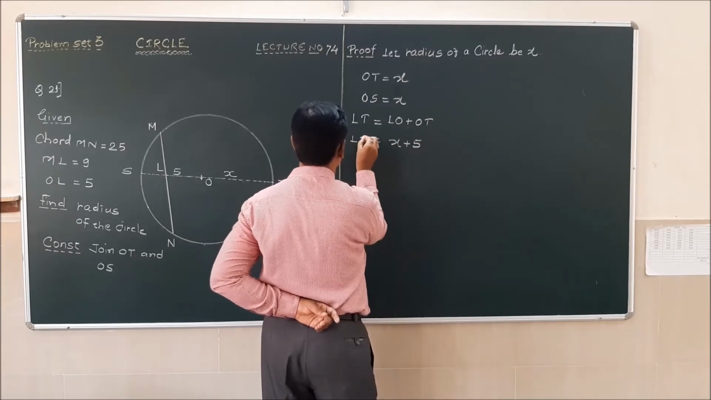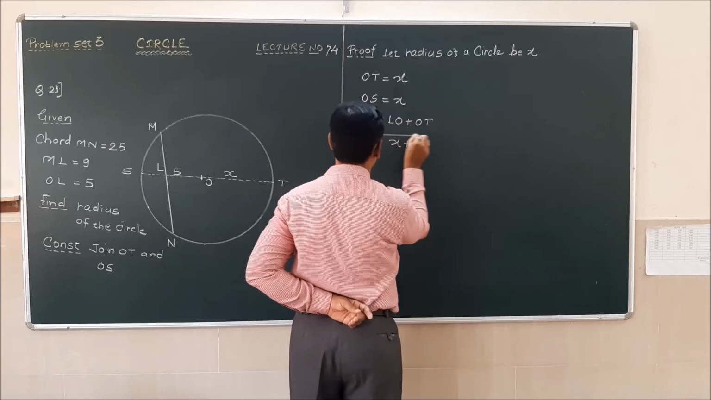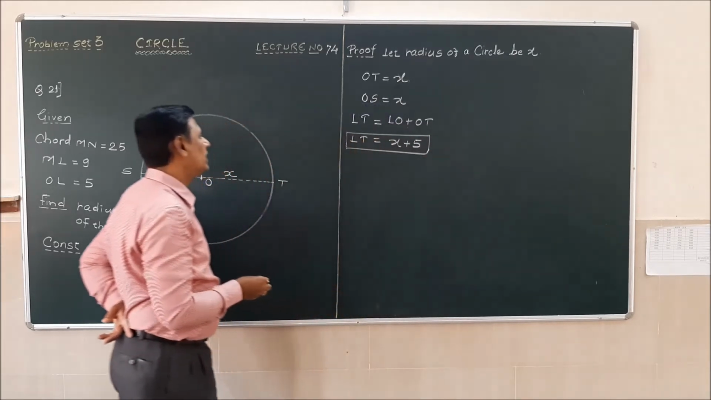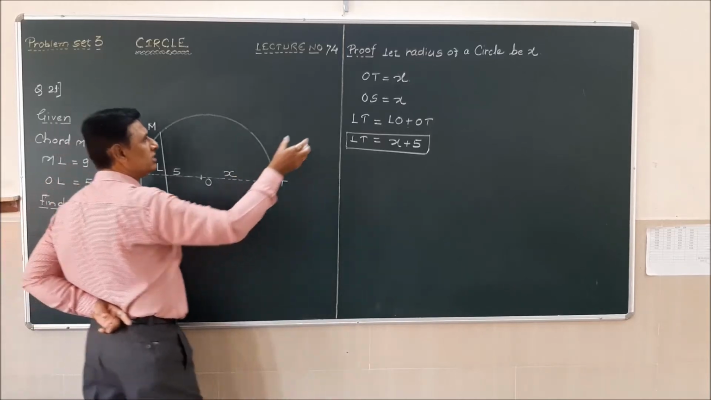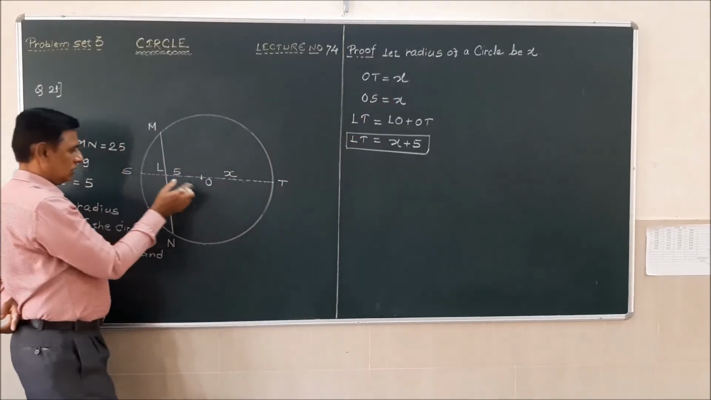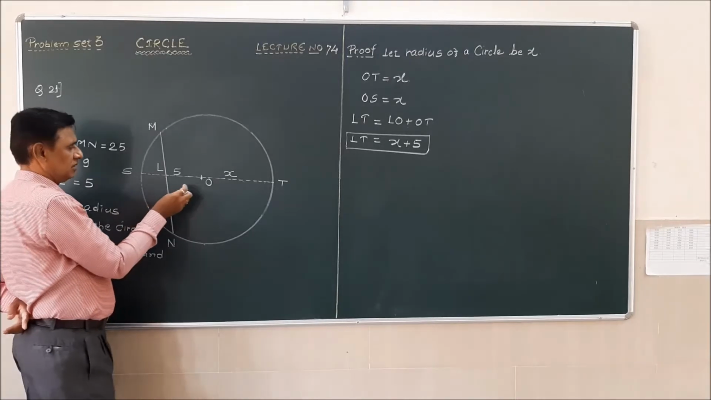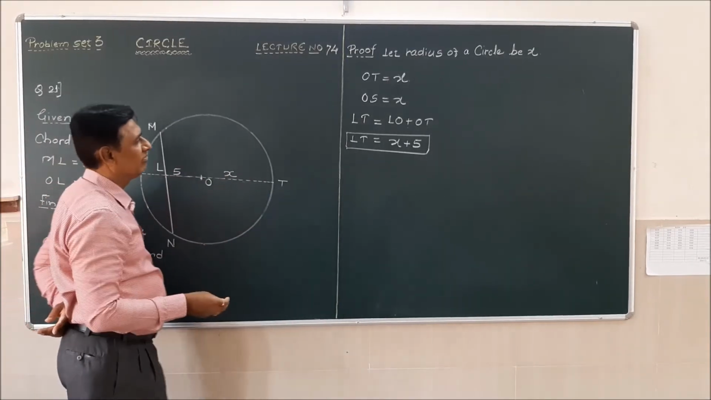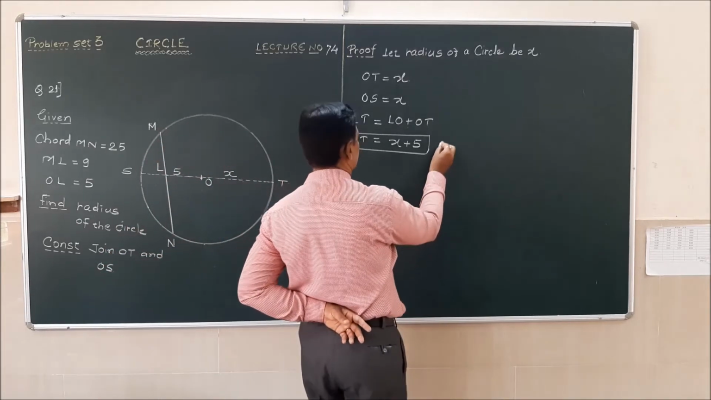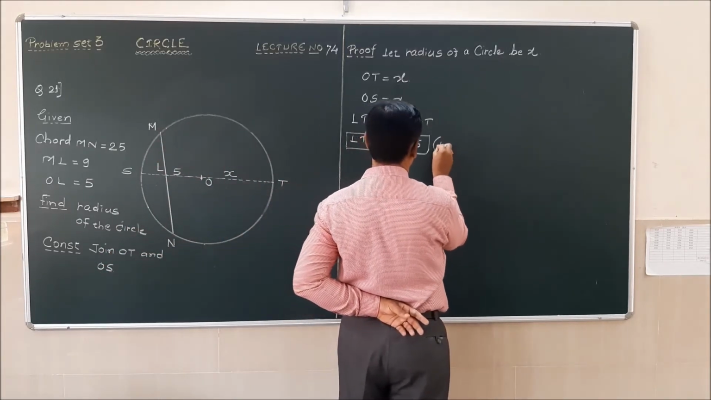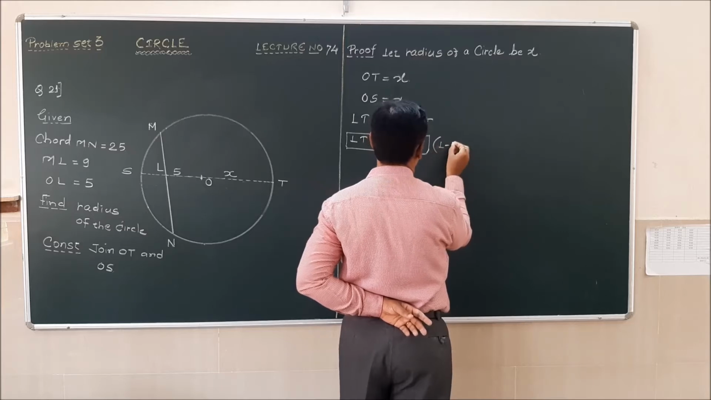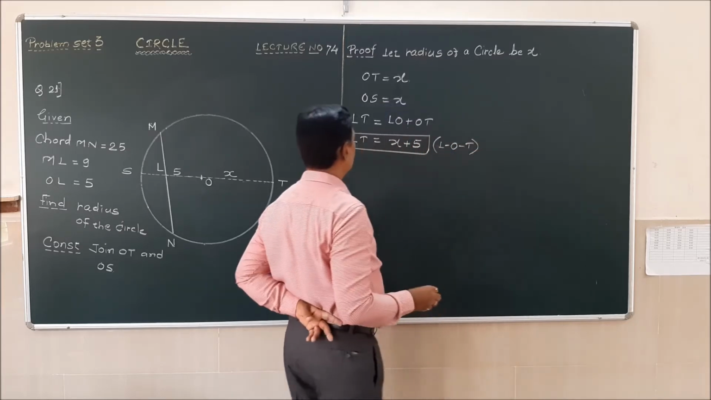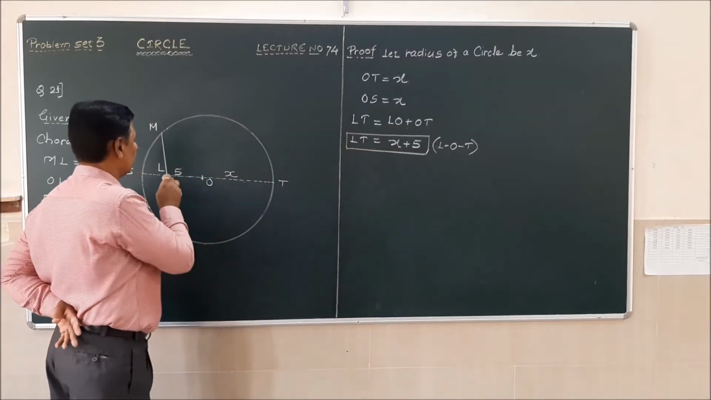Please try to understand. OT is x. OS is also x. But OL is given as 5. So LT is x plus 5. Here you can mention the reason: L, O, T are collinear.